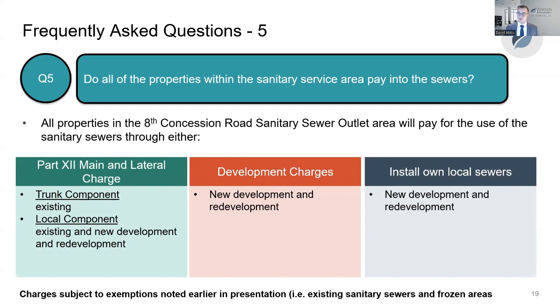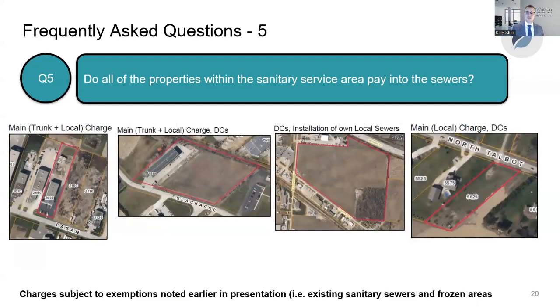For new development, they will pay for their share of the sewers through development charges. As well, they will connect to the existing infrastructure or the new infrastructure at their own cost through local services. So they will install their own local services. Now, there are a couple growth properties or new developing properties that will also pay that Part 12 capital charge for their local services component. So as an example, here's 4 different scenarios.